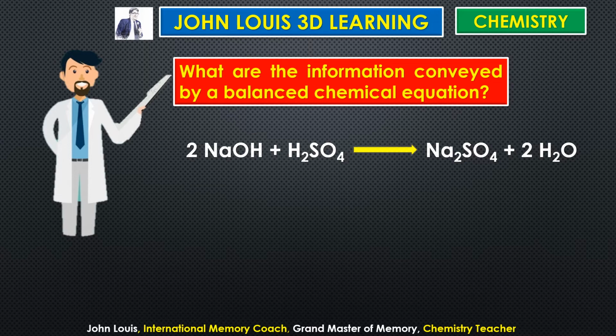2 NaOH. Na is sodium, OH is hydroxide, therefore 2 molecules of sodium hydroxide plus H2SO4, that is hydrogen sulfate, otherwise known as sulfuric acid, gives Na2SO4. Na is sodium, SO4 is sulfate, therefore sodium sulfate, plus 2H2O. H2O is hydrogen oxide or water. Okay, what is the information this equation conveys to us? Well, let's go and see in the next slide.